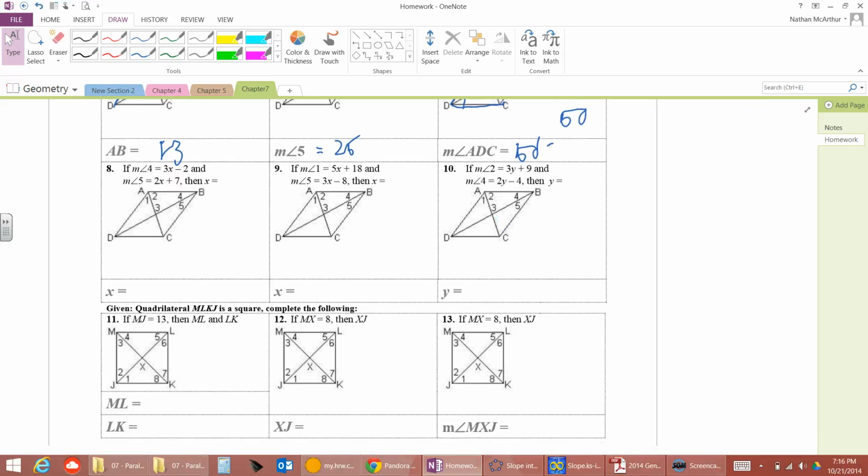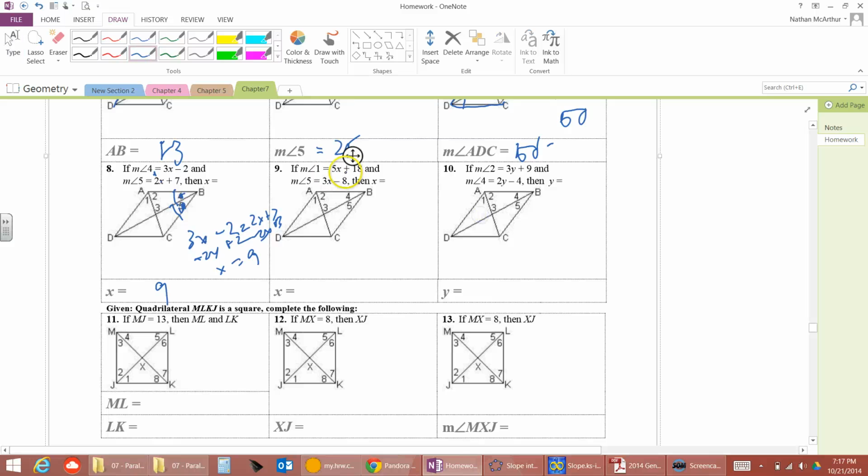So here I say angle 4 is right here, and it's 3x minus 2. Angle 5 is right here, and it's 2x plus 7. Since it's a rhombus, we know they bisect, so they're actually congruent to each other. We set them equal. 3x minus 2 is equal to 2x plus 7, and we do the algebra and find out that x equals 9. Subtract 2x, subtract 2x, add 2, add 2, x equals 9. Not really that interested in those little minor details. I'm more interested in making sure we understand how these shapes work.